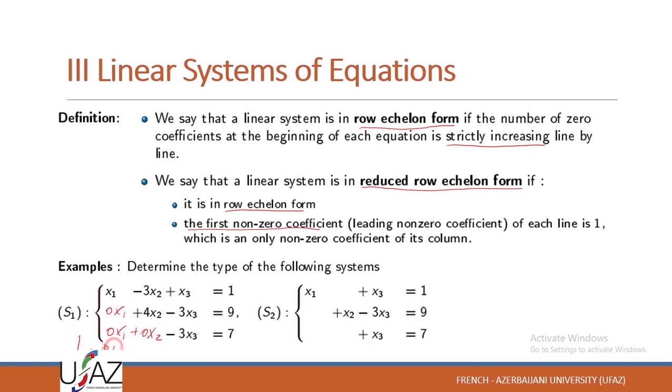But here leading non-zero coefficients are 1, 4 and minus 3. So the second condition doesn't work here. Because of this, the system is not in reduced row echelon form.